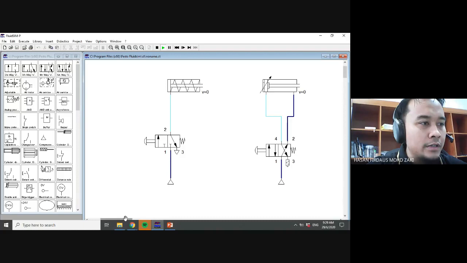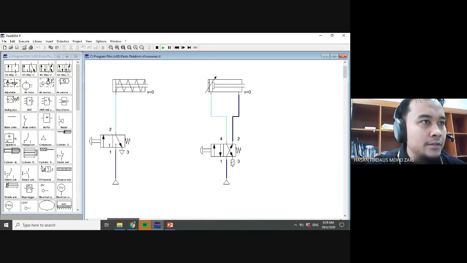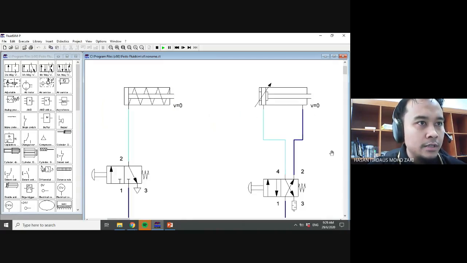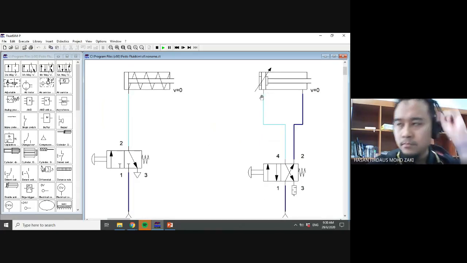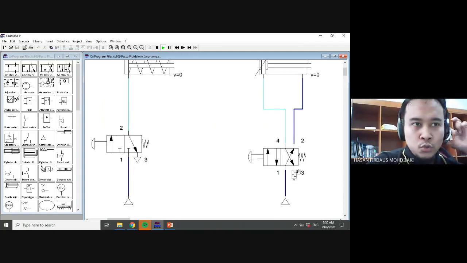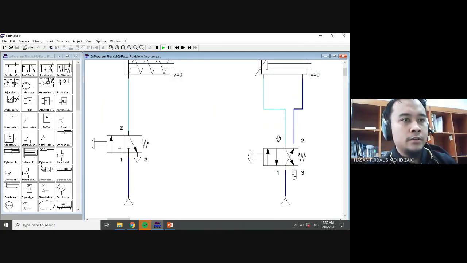If you see at the right hand side, if this one is the single acting, this one is the double acting. Double acting meaning that you have two ports, as I said. Because it has two ports, you need to choose the DCV or directional control valve here to have two ports at the top.